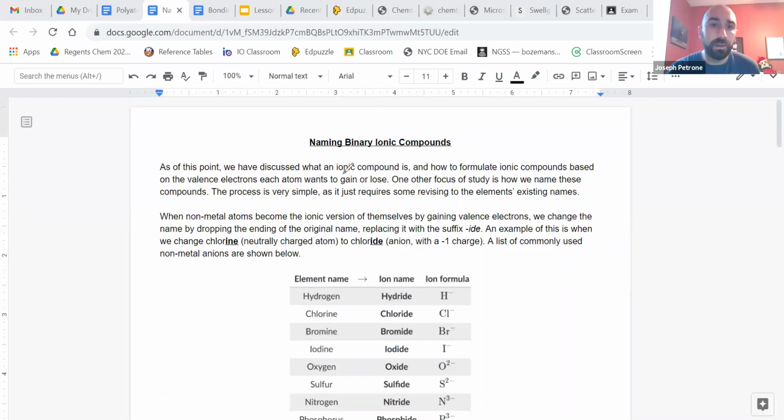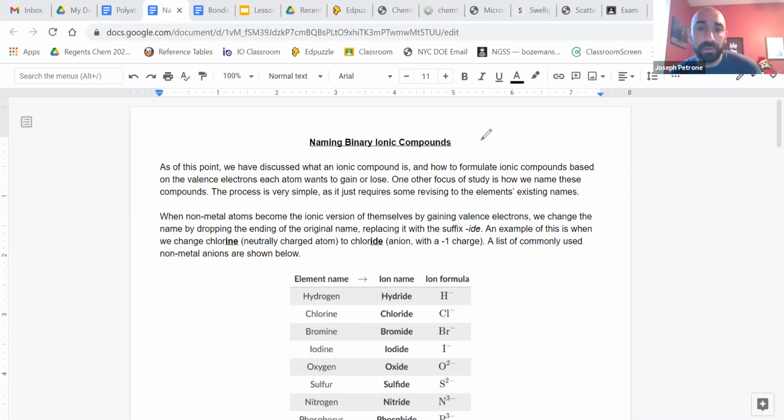So to start, we're going to be working with binary ionic compounds. So binary just means two. So a binary ionic compound means there are two elements in it, a cation, typically a metal, and an anion, typically a non-metal. So at this point in class, we discussed what an ionic compound is, how to formulate ionic compounds based on the valence electrons each atom gains or loses. So you guys went through that simulation and you kind of worked through that.